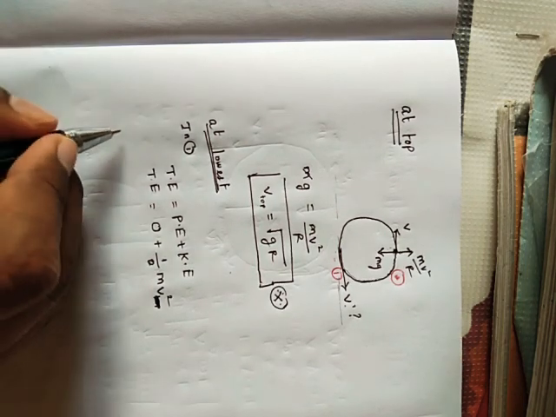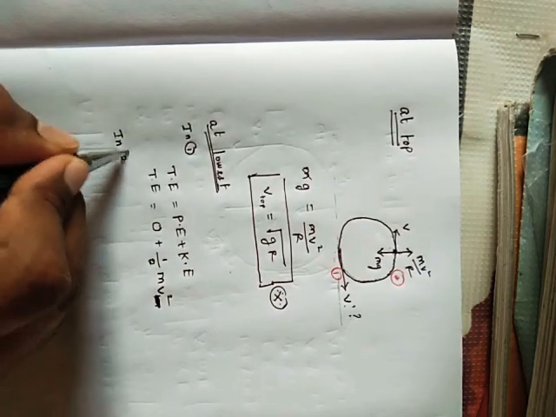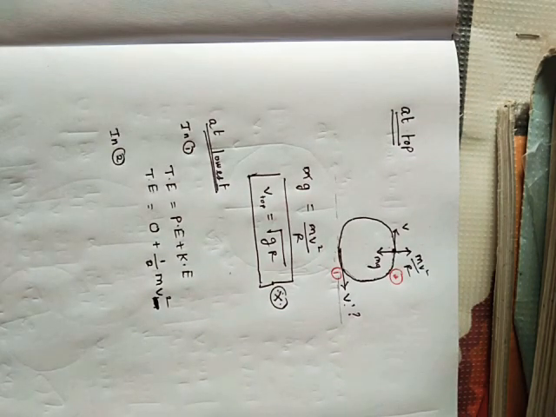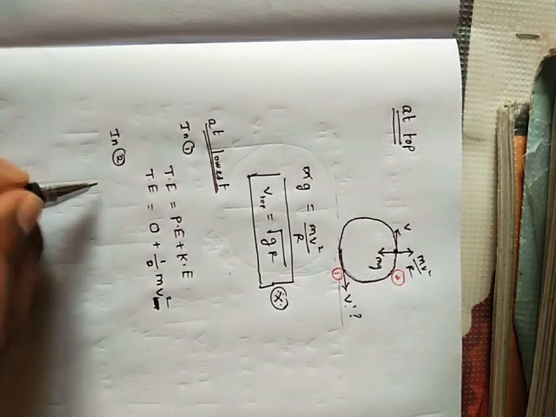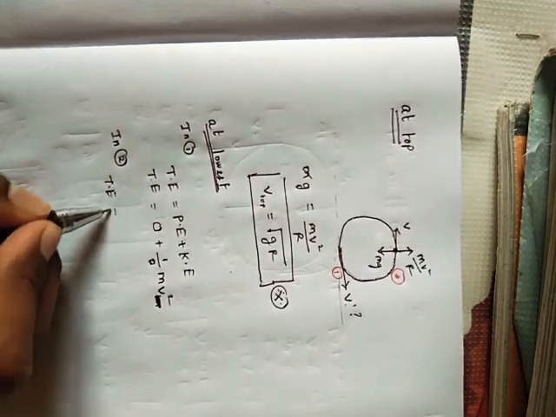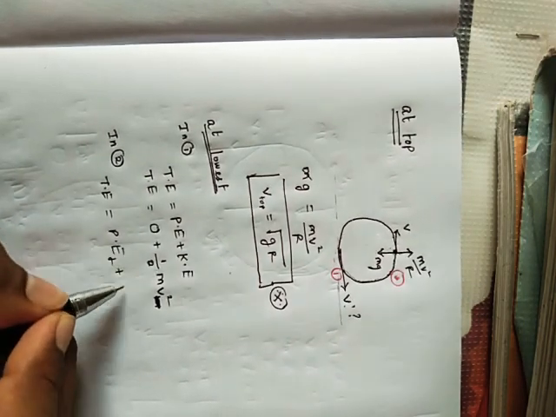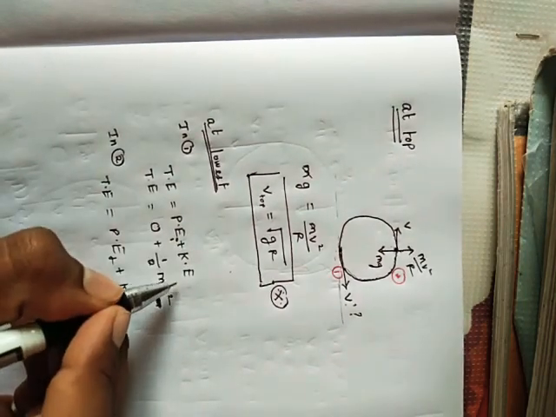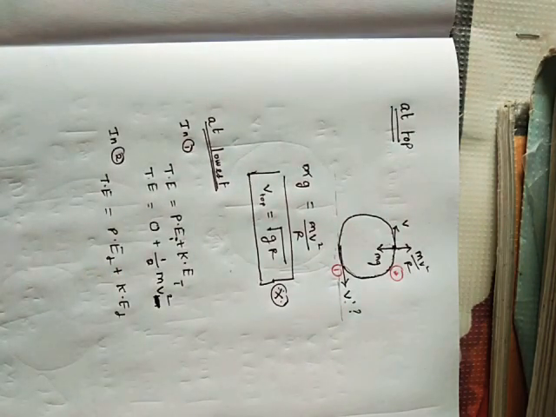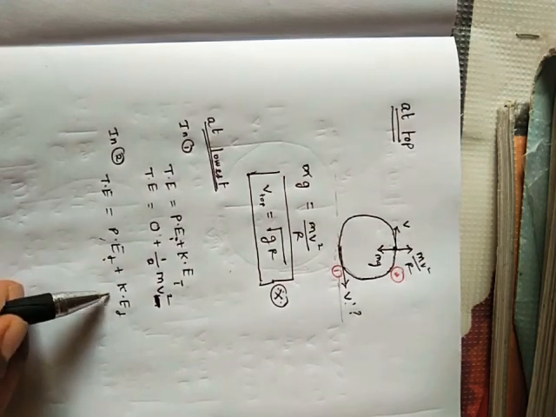Now, at the topmost point, at the point 2, because I'm going to apply conservation of energy at these 2 points. Here the total energy equals potential energy final plus kinetic energy final. These are the initial point. Now I'm going to mention this potential energy initial and kinetic energy initial, and this potential energy final and kinetic energy final.